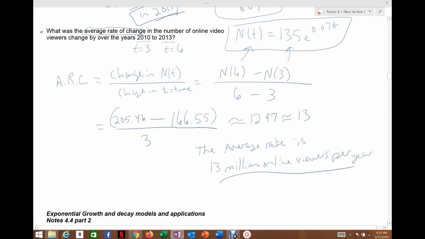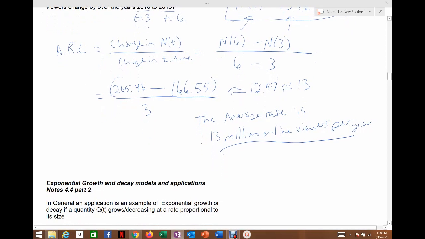So we're going to stop there. That's going to be the last problem we're going to look at in this set of notes. The next set of notes will be 4.4 part 2, which will get into exponential growth and decay models. And so that's the next set of notes that we will go over. We're going to wrap that up there.